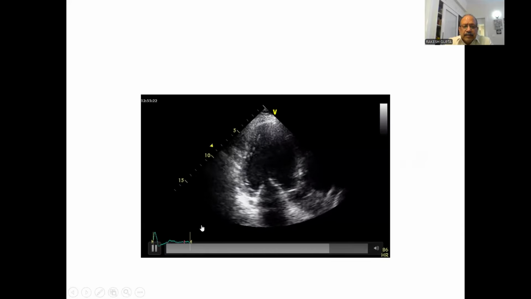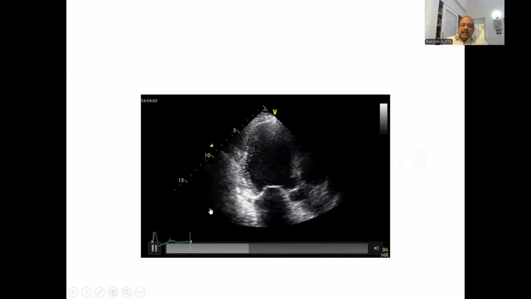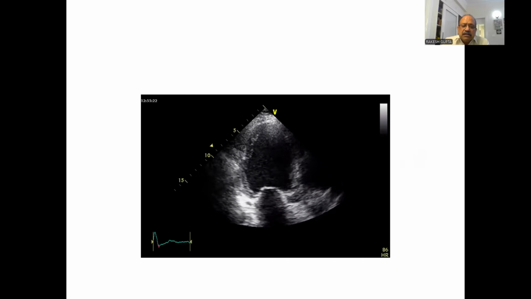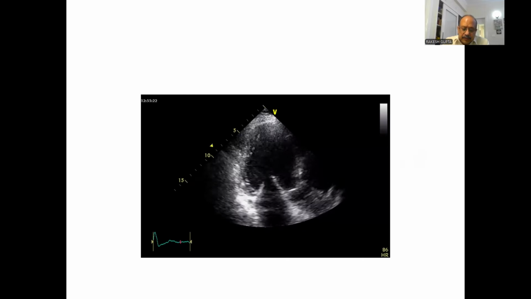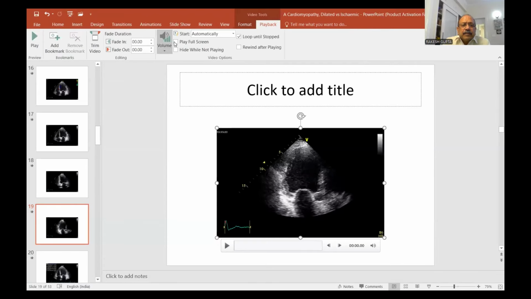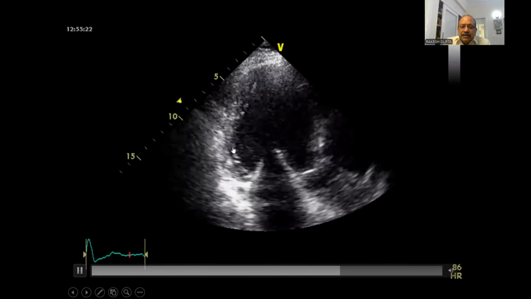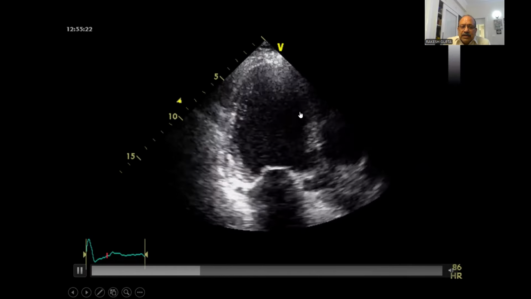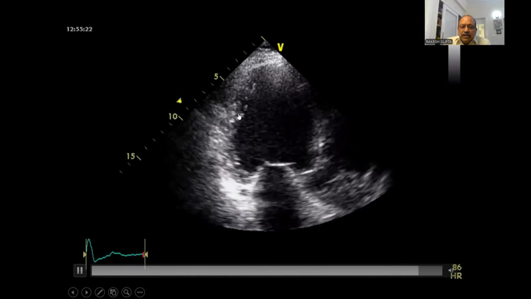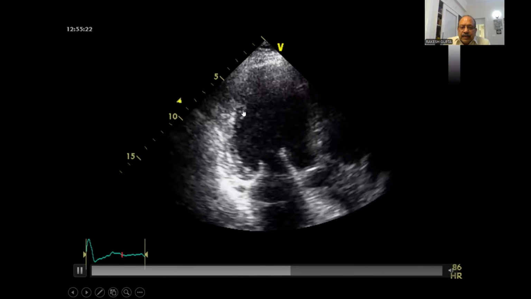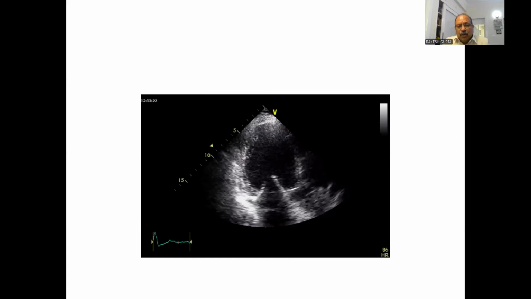Now, same patient. Now, there's no second thought that this patient is an ischemic heart disease subject. Let me just zoom it for you. Look, this segment is almost akinetic. Some contraction is seen over here, some contraction seen over here.